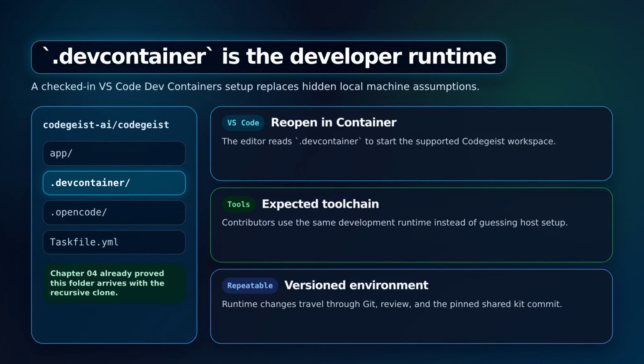The devcontainer folder is the human developer runtime. It tells VS Code dev containers how to open Codegeist with the expected tools, workspace defaults, and container setup. Instead of asking every contributor to recreate a maintainer's machine, the repository carries the supported development environment with it.